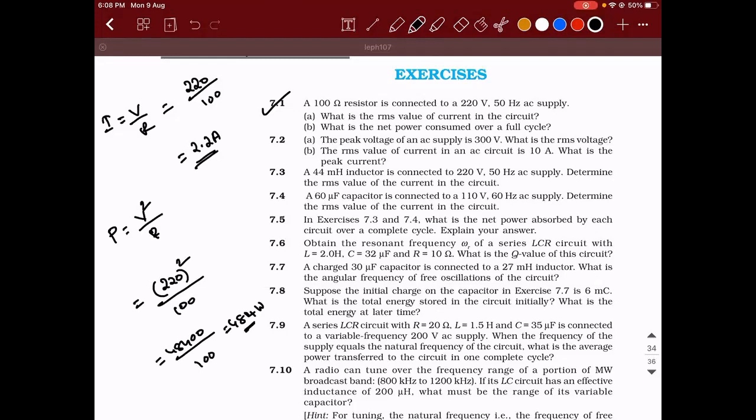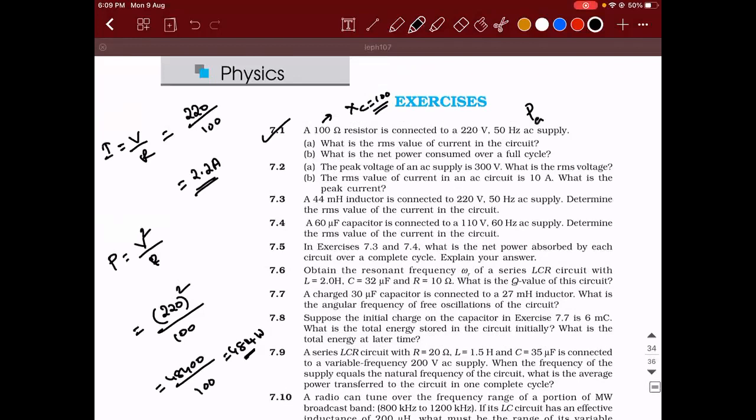Suppose in this problem, instead of giving you a resistor, they had told you it is capacitive reactance which is 100, then how would you find the power in the AC circuit, power in the full cycle? Then what is the power you will use? Average power is equal to VRMS into IRMS into cos phi. Do you guys remember this formula? Right. So we need to use this formula to solve it. So be careful whenever they ask you.